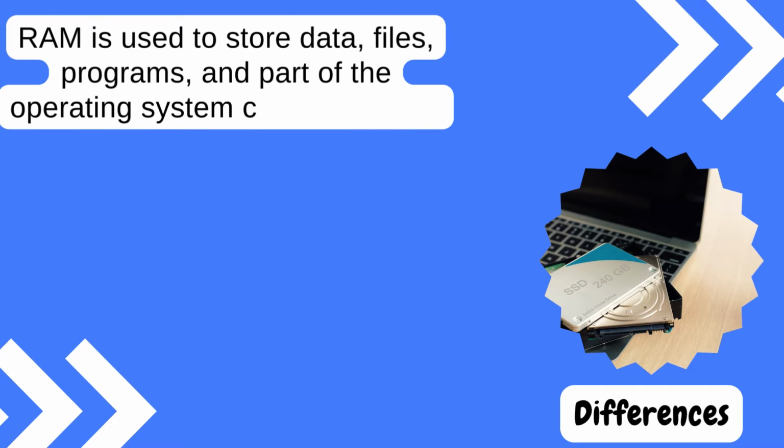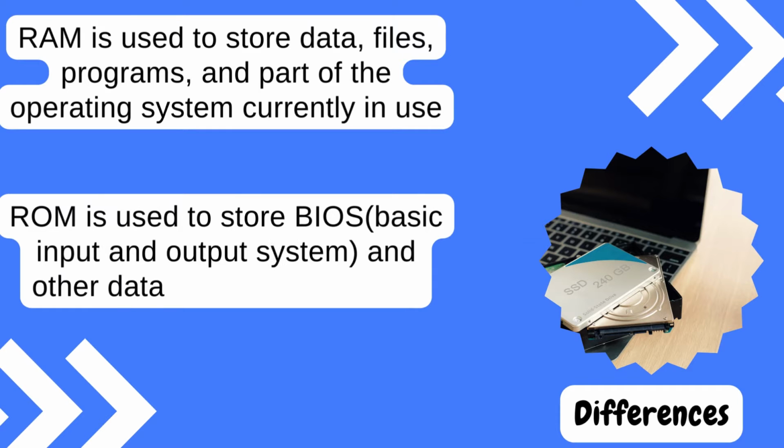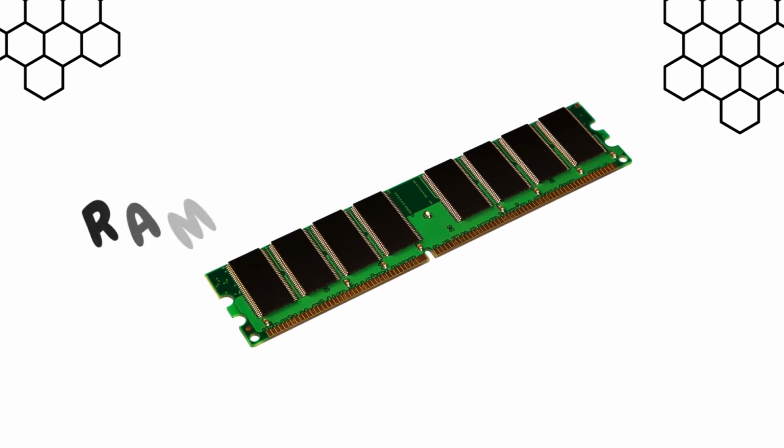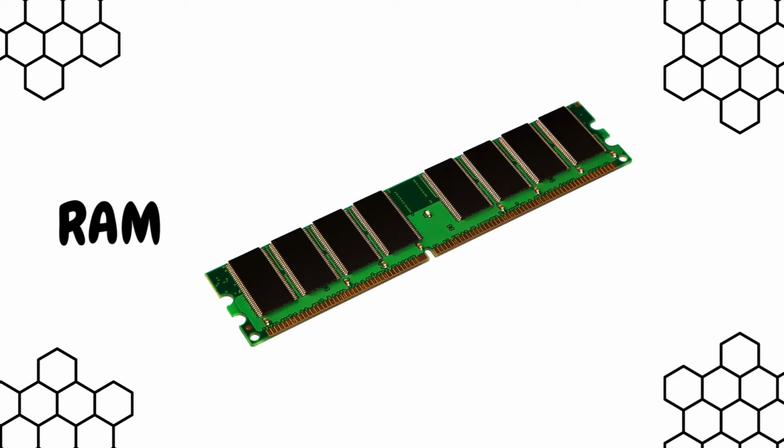D. RAM is used to store data, files, programs, and part of the operating system currently in use, while ROM is used to store BIOS, basic input and output system, and other data needed at startup. In addition, RAM can be increased in size to improve the operational speed of the computer.